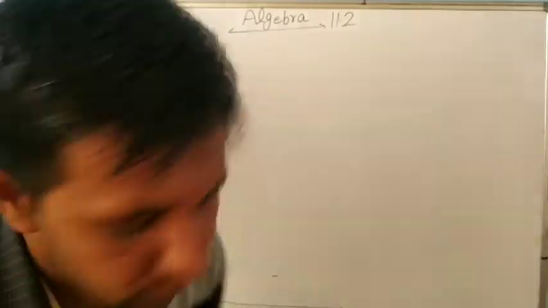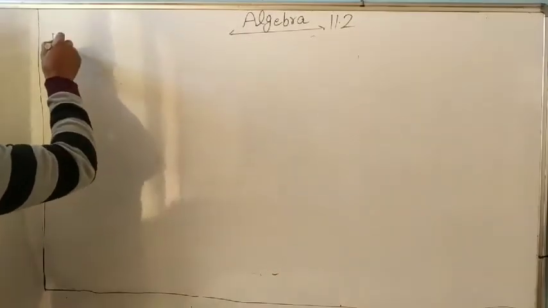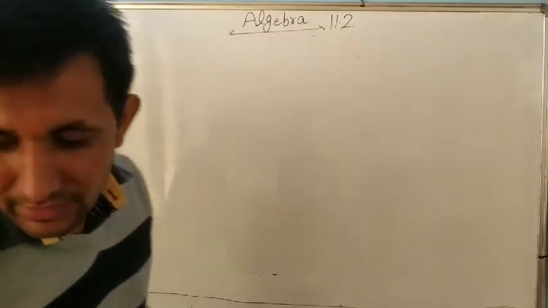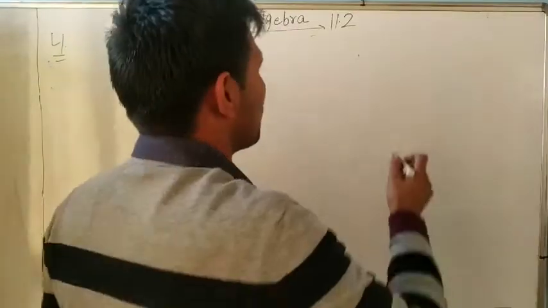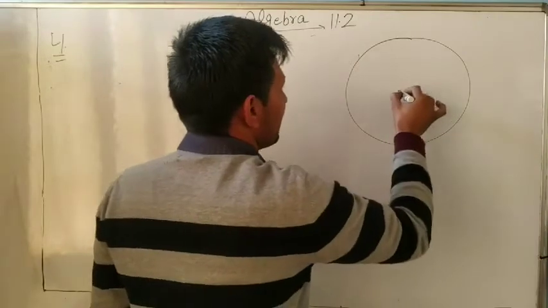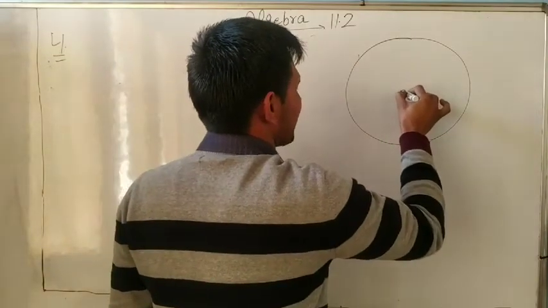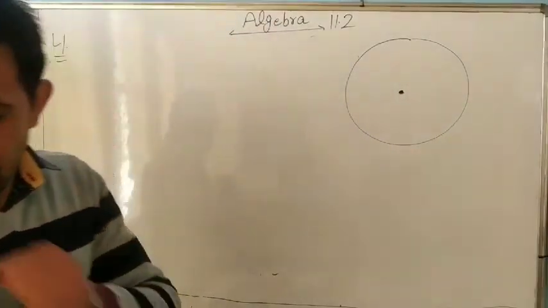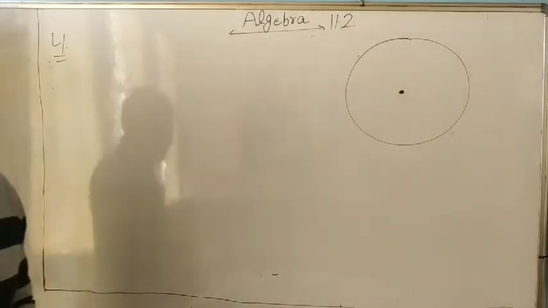Question number 4. Yes, everyone, the diameter of a circle. Everyone knows what a circle is. When we draw a circle like this one, in the middle it is the center. Understand? It is a center.